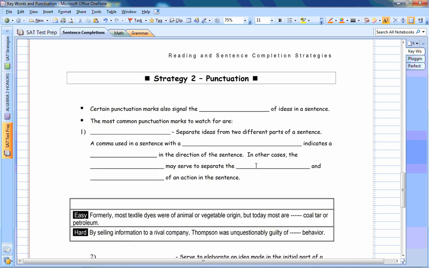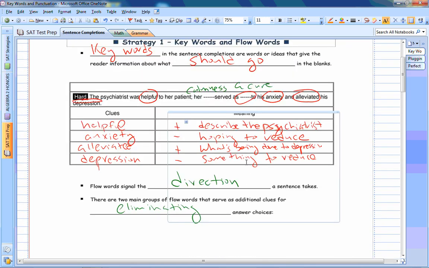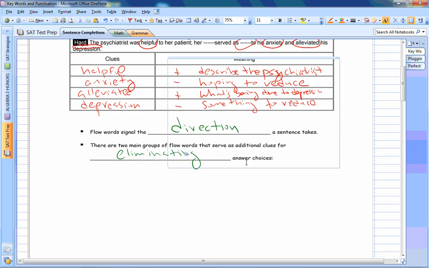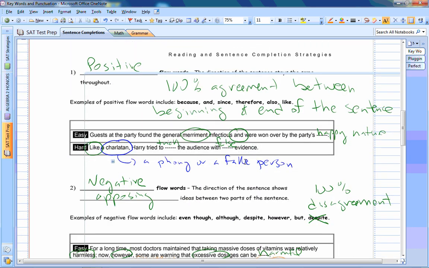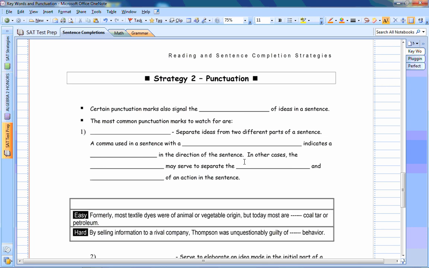This time we are going to talk about focusing on punctuation for the sentence completions. So hopefully you had watched the video on keywords and flow words, because by focusing on keywords and flow words you can have a better idea as to what to put in the blank. So again, it will enhance your understanding of the sentence. Another thing that can enhance your understanding of the sentence will be the focus on punctuation, which we'll talk about right now.